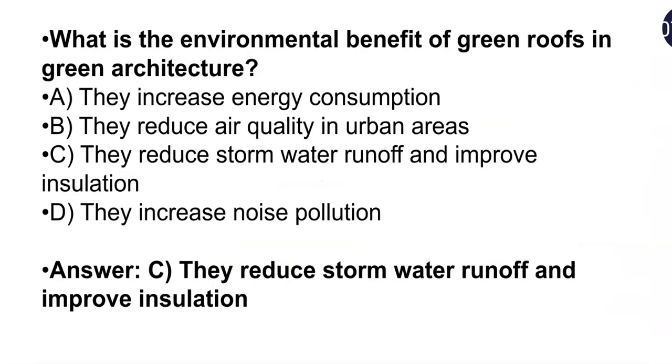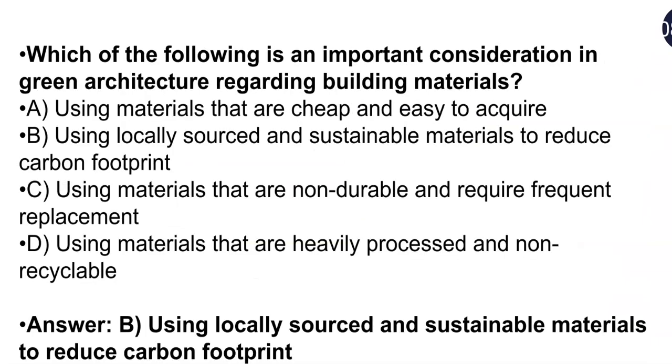What is the environmental benefit of green roofs in green architecture? Answer: they reduce stormwater runoff and improve insulation. Next question: which of the following is an important consideration in green architecture regarding building materials? Answer: using locally sourced and sustainable materials to reduce carbon footprints.